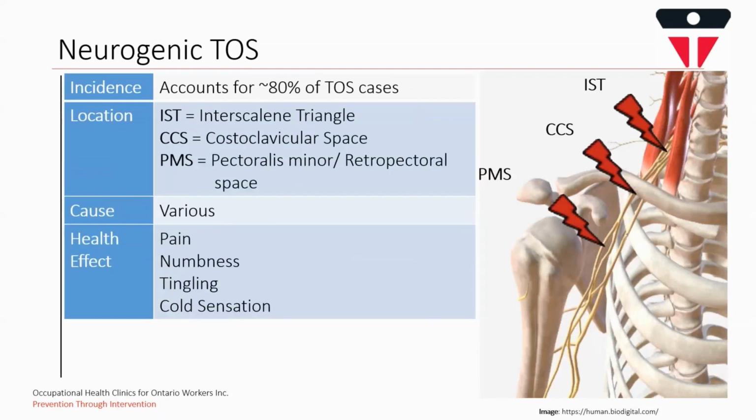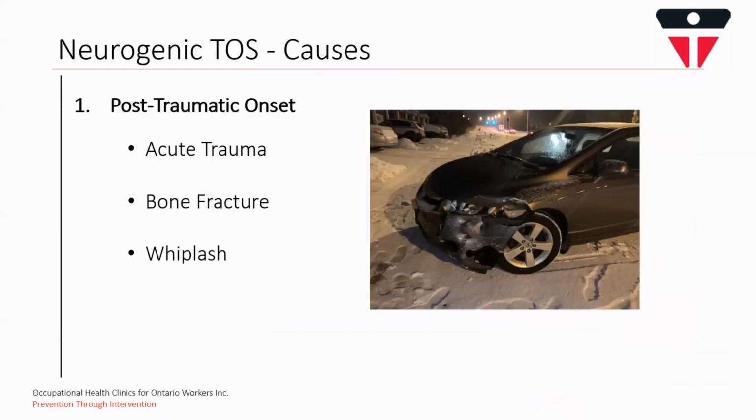Neurogenic thoracic outlet syndrome, again, accounts for 80% of all TOS cases, and it can occur in any of the three spaces: the interscalene triangle, the costoclavicular space, or the pectoralis minor or retropectoral space. Causes vary, which we'll get into. Health effects: pain, numbness, tingling, and a cold sensation. Causes: first one is post-traumatic onset and acute trauma, a break, or a whiplash type injury.